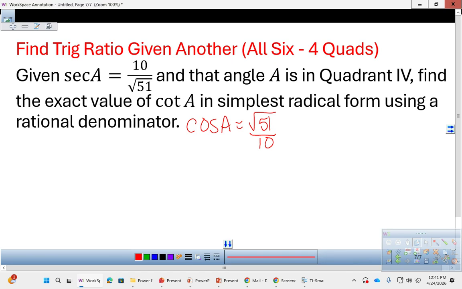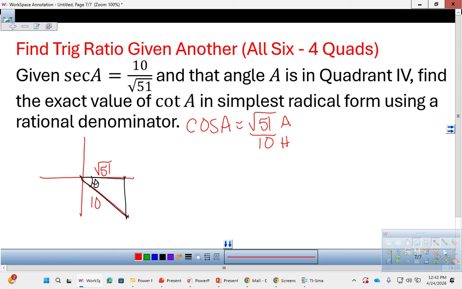It also says it falls in quadrant 4, so I'm going to draw an angle in quadrant 4. And from here, I'm going to use my terminal side, the x-axis, and I'm going to create the reference angle. And let's think about what I know. Cosine is the adjacent over hypotenuse. And so my adjacent leg is root 51 and my hypotenuse is 10.